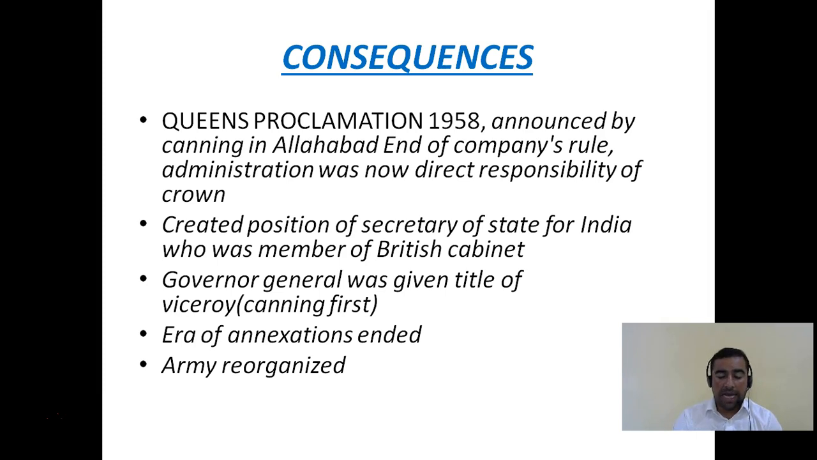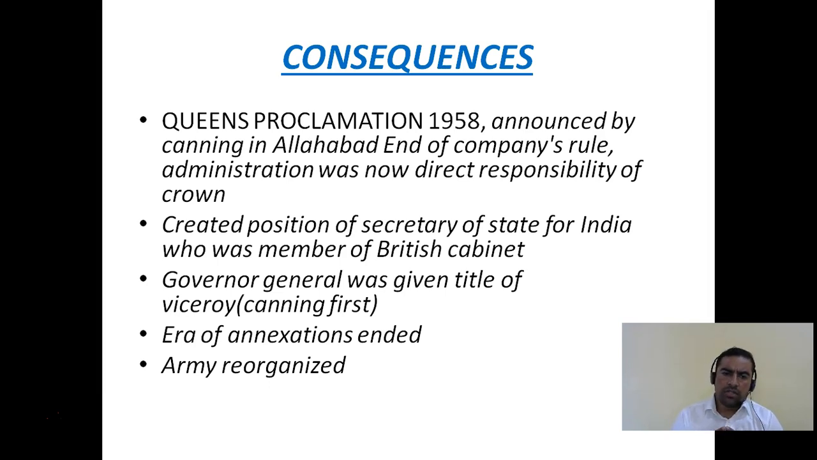It ended the rule of the East India Company because the officers of the company were corrupt, and there were some people in Britain who were against the East India Company as well. Now, the administration of India was the direct responsibility of the Crown. The position of Secretary of State was created, who was a member of the British cabinet, and who would look at the administration and control even the minutest details in India.